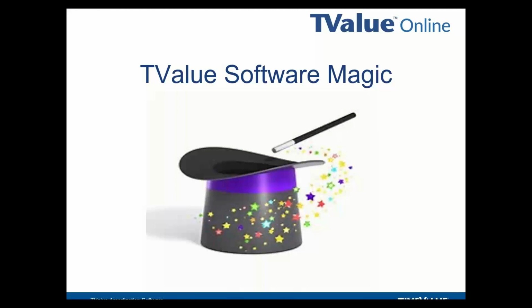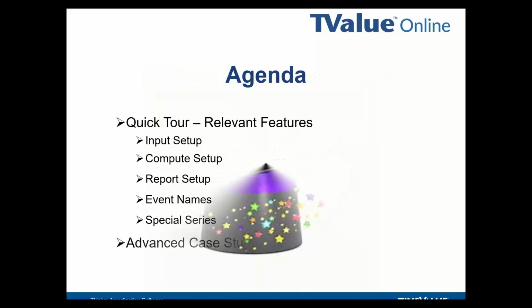Think of those stars right there as numbers and dates, and basically you take those numbers and dates and throw them into the hat, which is TValue, and you'll get your calculations and pricing that you need. Very simple to do, just magic.